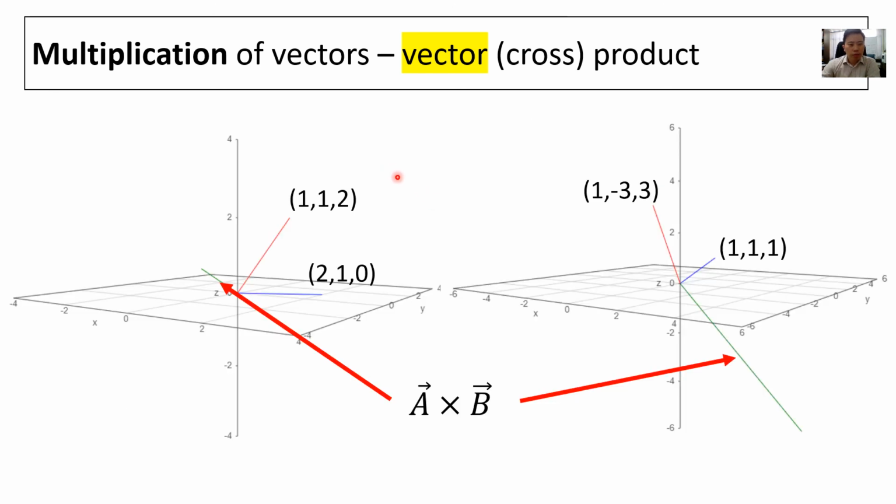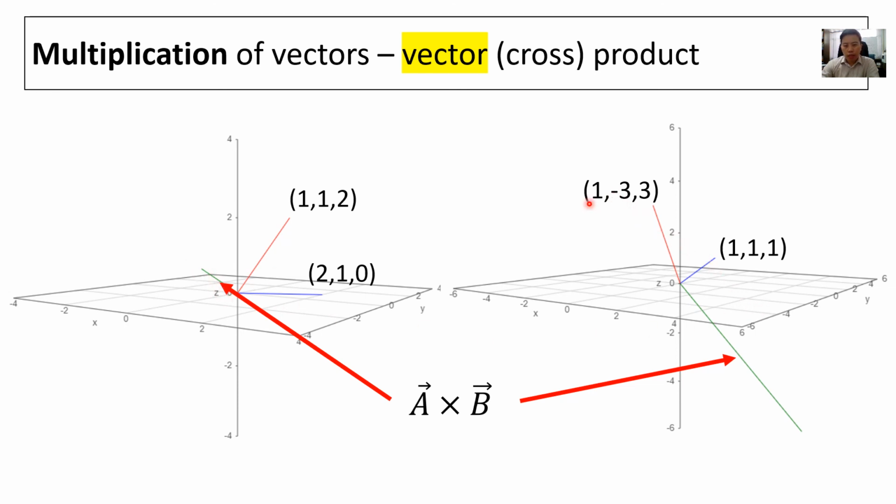I gave one more example to show the cross product, just to give an idea, right? In this case, let's say we have vector A, which is (1, 1, 2), and vector B, which is (2, 1, 0). Here you notice that I use a different notation. Instead of writing i, j, k, I write it in terms of coordinates. So (1, 1, 2) is basically 1i plus 1j plus 2k, and (2, 1, 0) is 2i plus 1j plus 0k. When you take the cross product, you have this z direction.